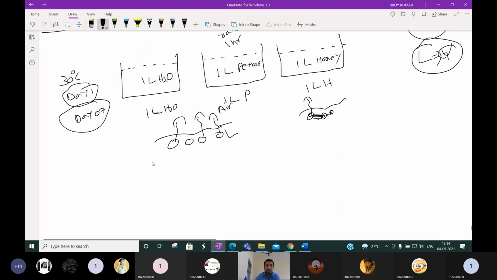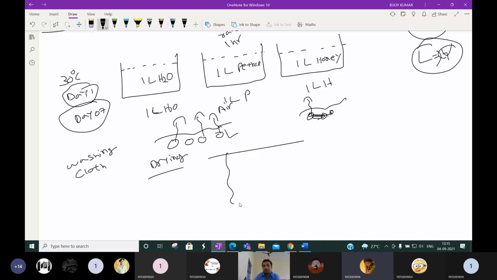The second example: all of you are washing clothes. After washing the cloth, you keep it for drying. We will hang it on some rope. Why? The purpose is to remove the water. Yes or no? Yes, sir. By squeezing, you removed almost all the water, but still some water was there.